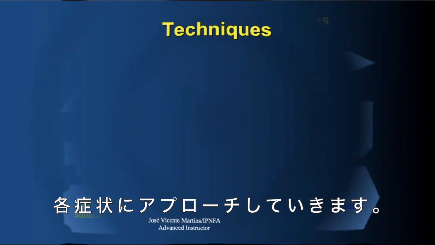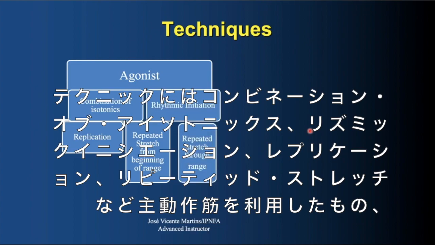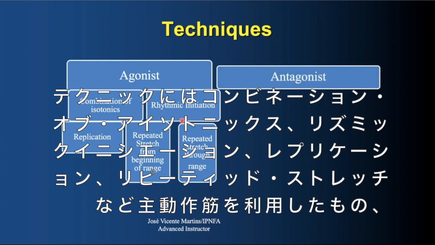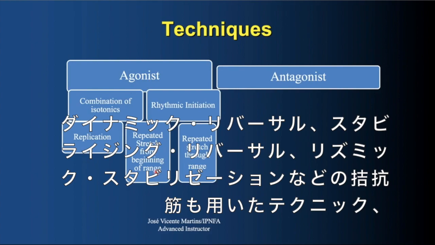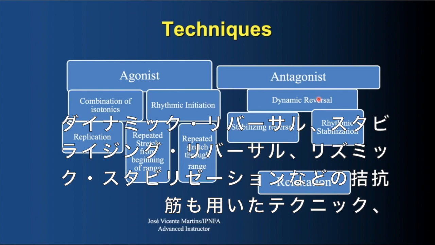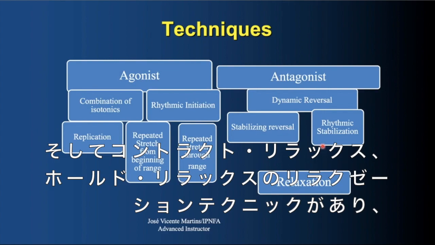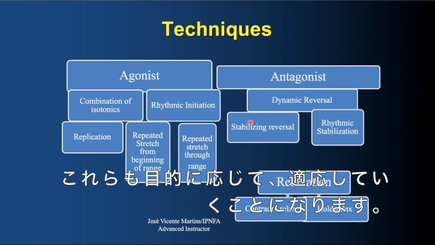When you think about techniques, we have agonist techniques, such as combination of isotonics, rhythmic initiation, replication, repeated stretch from beginning of range and also through the range. And we have antagonist techniques such as dynamic reversal, stabilizing reversal, rhythmic stabilization, and also relaxation techniques, contract relax and hold relax. During the lecture, we're going to see when we can use each of them for treating this kind of patients.